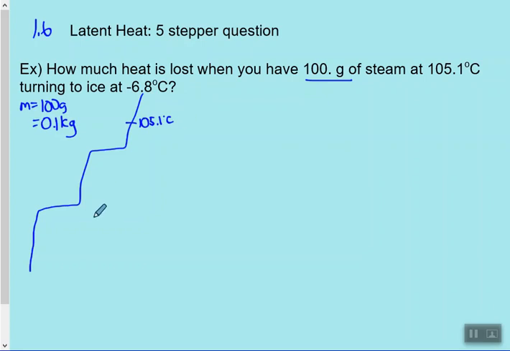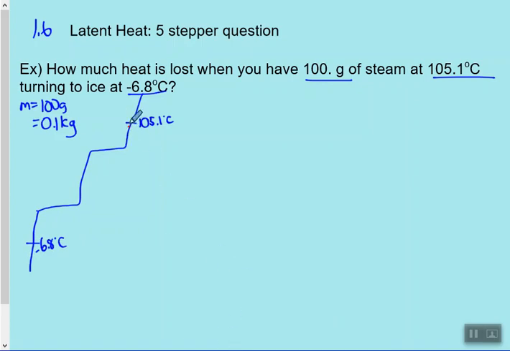105.1 degrees Celsius. And I am going to ice. So ice is solid. So down here in this section, just draw a line. So solid ice at negative 6.8 degrees Celsius. Okay, if I was going to solid ice at 0 degrees Celsius, I would stop here, and this would be a 1, 2, 3, 4 stepper problem, but I am going to ice that is below 0 degrees Celsius, so this will be a 1, 2, 3, 4, 5 step problem.